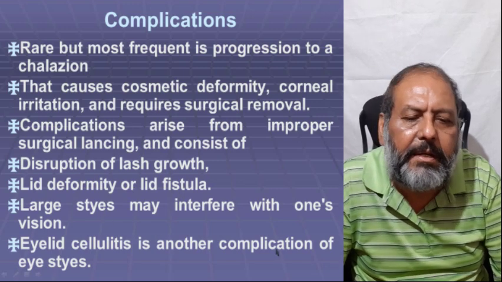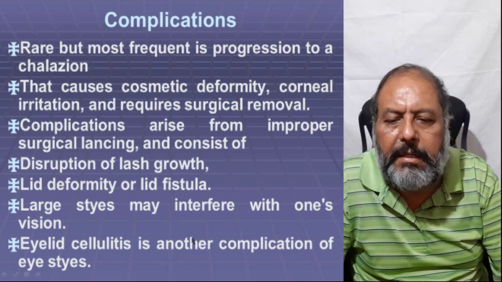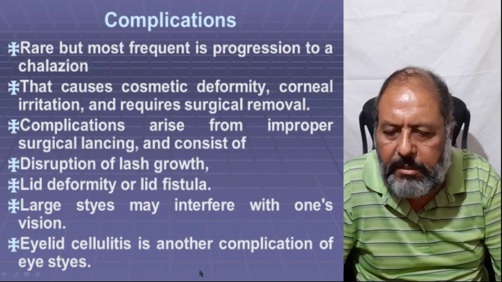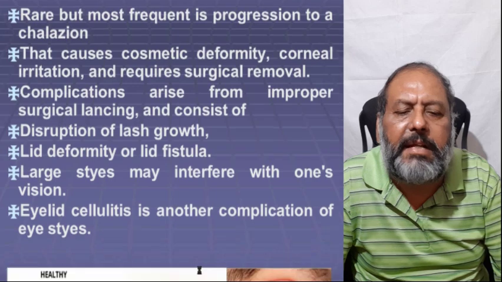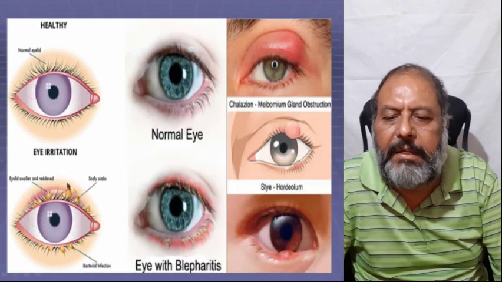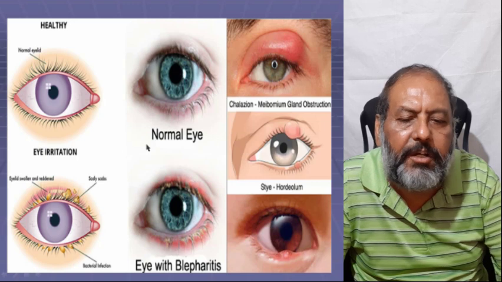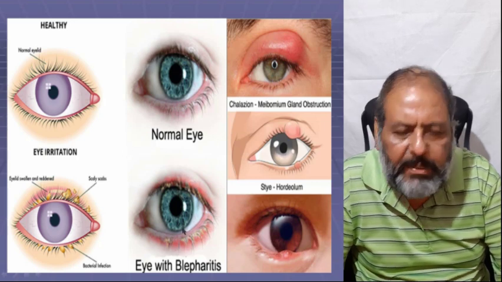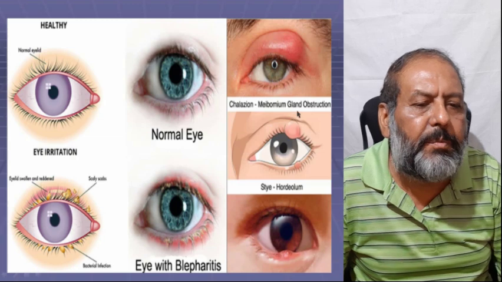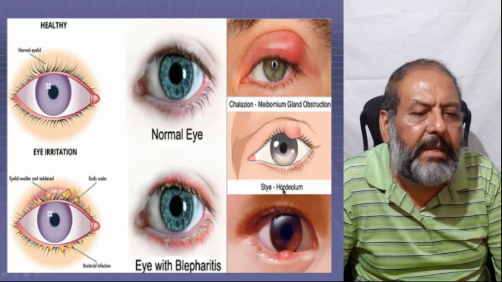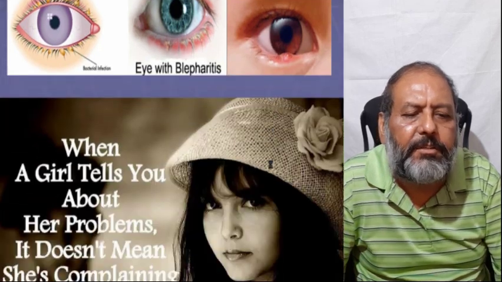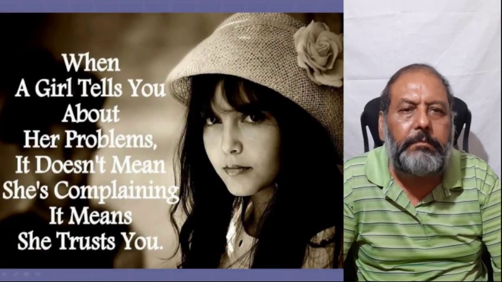Large styes may interfere with one's vision, and eyelid cellulitis is another complication of the eye stye, but that is very rare. Here one can see the healthy eye, the eye irritation, and the eyes with blepharitis, and that is the chalazion, meibomian gland obstruction, and the stye which is here. So these are all the symptoms due to that.